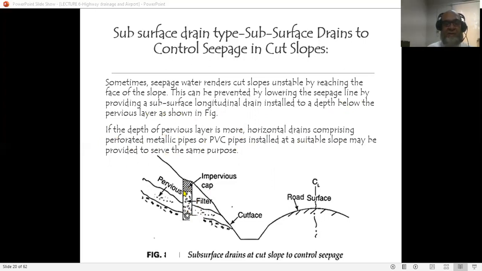This is a ground slope, and here we have provided a drain. This is the road surface. The water is now coming directly to this, and this is the water. Water from this side we want to prevent from entering this.